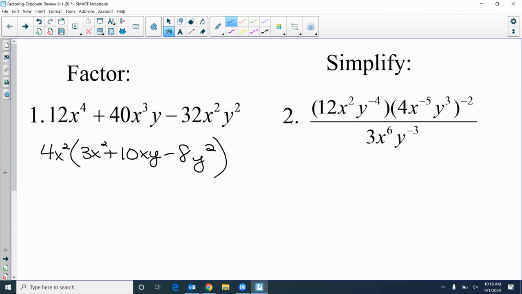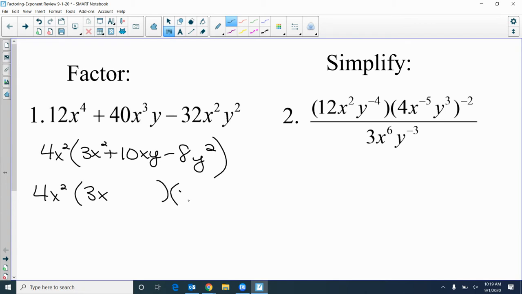If it's a trinomial, you've got to think it does. Now, if you're doing guess and check and you get stuck, that's where the grouping method works. You're going to multiply 3 times -8, you're going to come up with -24. What two numbers multiply to -24 and add together to get 10? If you can come up with those two numbers, you know it works.